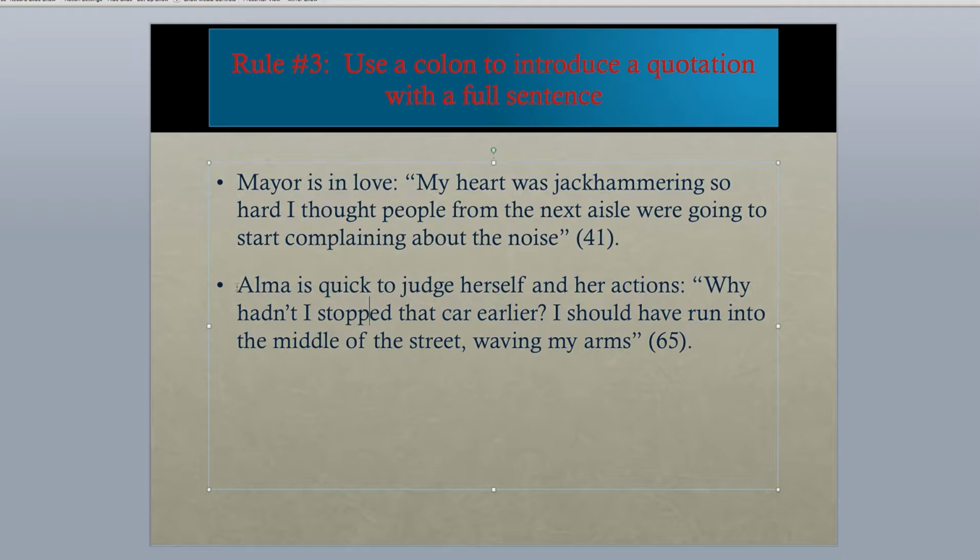Here's another way. Alma is quick to judge herself and her actions. Notice here the colon, what I'm talking about. "Why hadn't I stopped that car earlier? I should have run into the middle of the street waving my arms." Right, page 65, then the period. Again, that's actually how you use a colon even outside of quotations: there should be a full sentence in front of it before the colon appears.